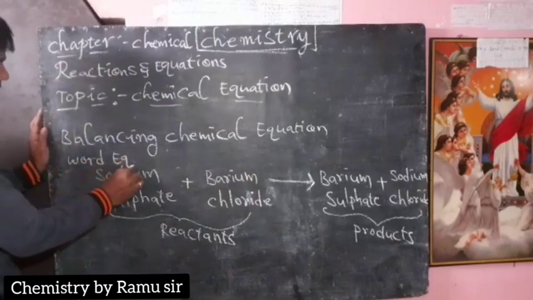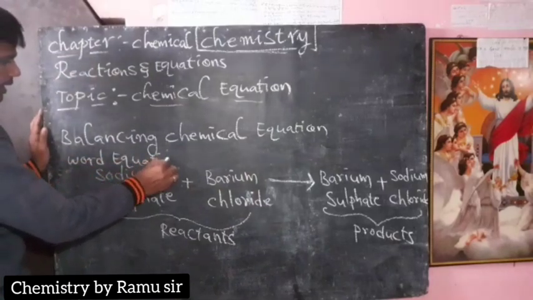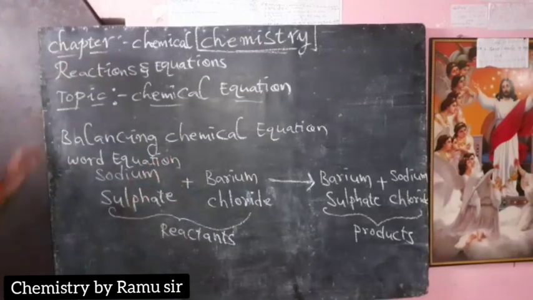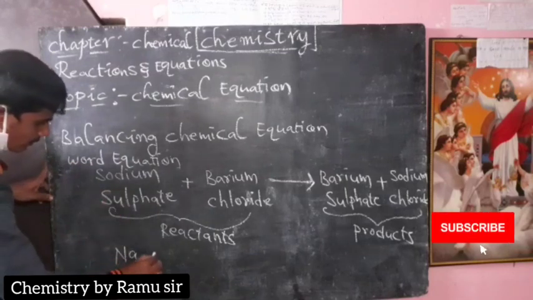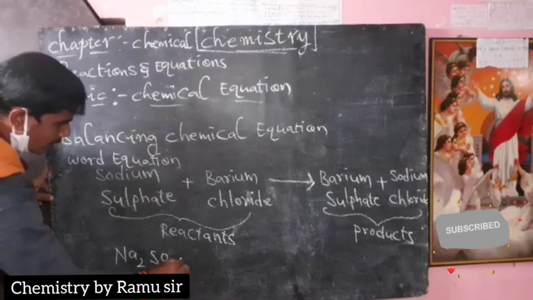In the same way, we are going to write a balanced chemical equation. How to write a balanced chemical equation? Balanced chemical equation means whatever chemical equation we write, we write it with chemical formulas. See here, the chemical formula of sodium sulfate is Na2SO4. How do we know?